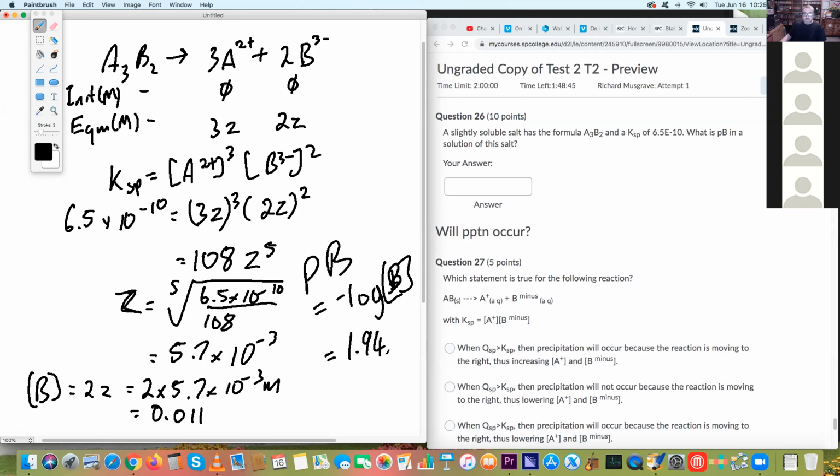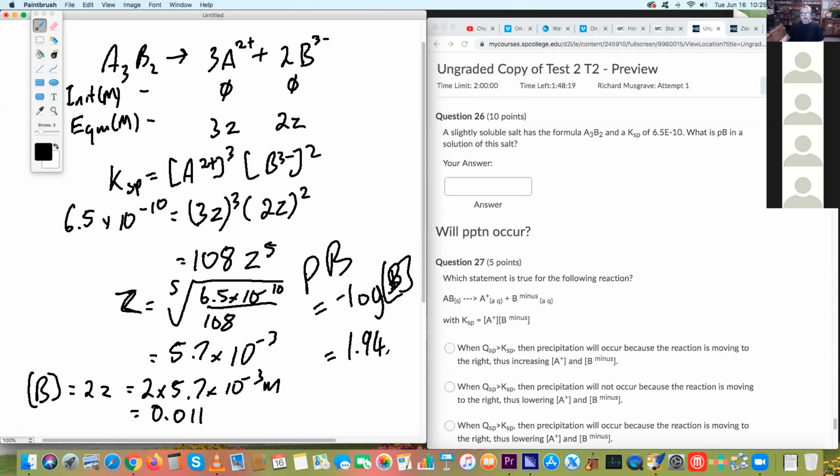And that's how you come up with the answer. But the most common step that people forget is that one at the end where you have to multiply it by 2, because it's 2Z for the concentration of B at equilibrium. So alternatively, if we were solving for A, it would be 3Z. If you're looking for pA, Nathan, yes, pA.